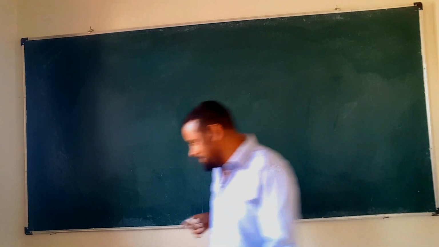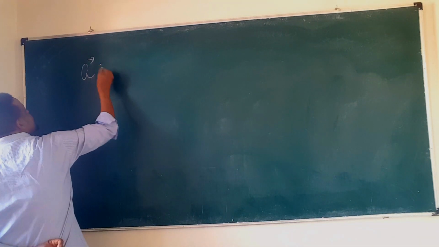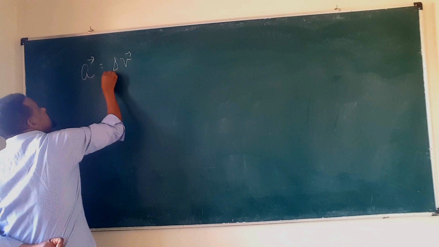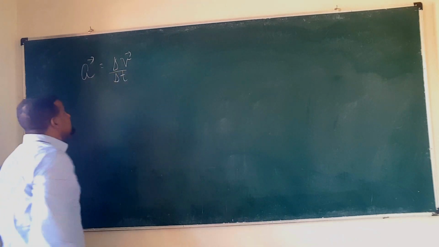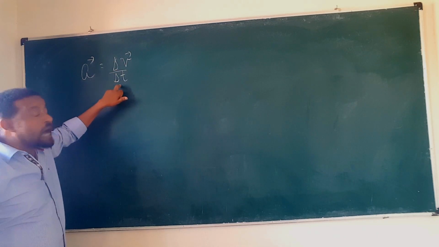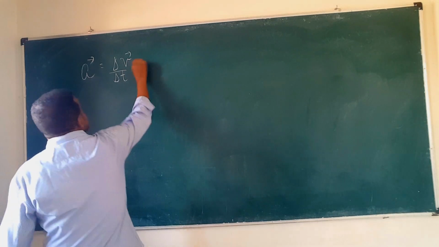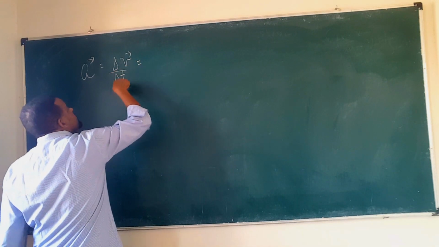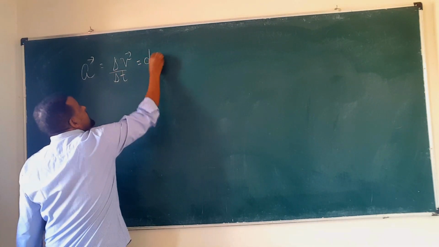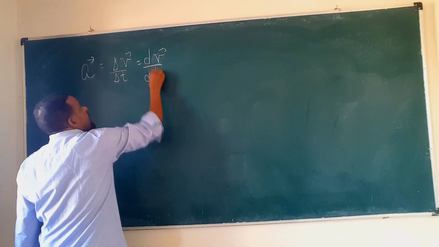What about the acceleration? Remember this. You know that the acceleration of an object is given by change in velocity over change in time. That means acceleration is nothing but the rate of change of velocity with respect to time. If the velocity is given as a function of time, then this change in velocity over change in time is given by the derivative of this velocity function with respect to t.